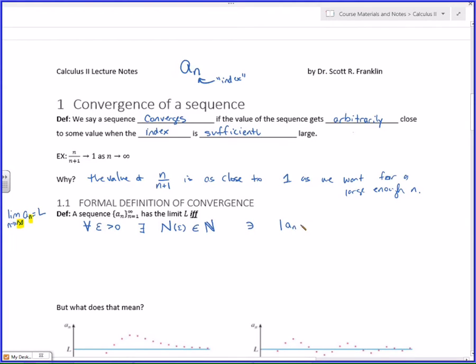A sub n, actually I'm going to write it the same way I've got the one on the board. Don't write that. I'm going to say n greater than or equal to capital N implies that A sub n minus L is less than epsilon.